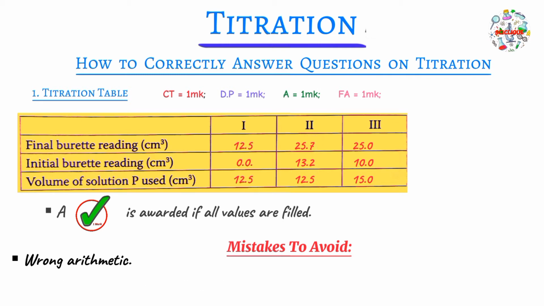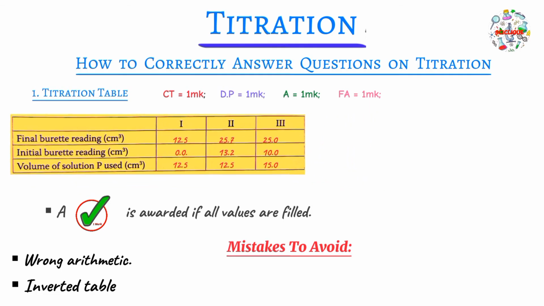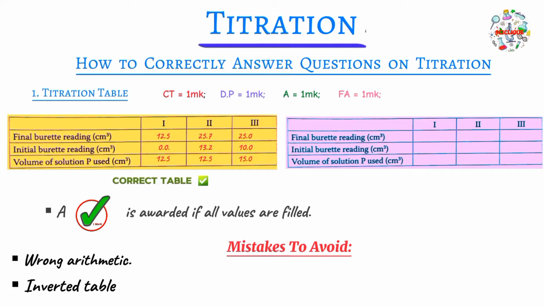Another mistake that should be avoided is the inverted table. This occurs where the initial burette readings are exchanged with the final burette readings. Now, in the case of titration practicals, you have a table that is already provided for you. And from the table, you can clearly see where the initial and final burette readings should be. All you need to do is simply transplant the volumes correctly.